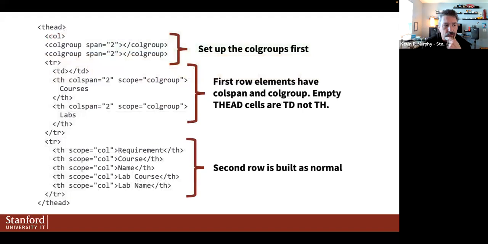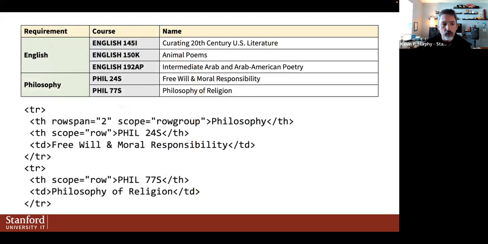And then finally, the second row of our headers is just like it was on other tables. So just THs with scope of column. So that's how we do column groups. There's also row groups, which are even easier, because all you have to do is put a scope of row group and do a row span. So that's all you got to do for that.